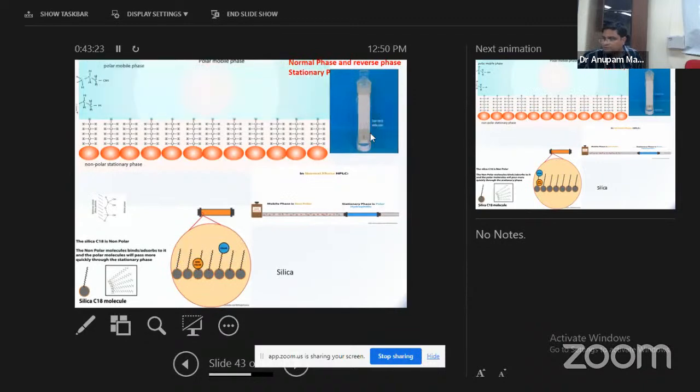This is the graphics image. You can see in the upper band it is a non-polar compound. In the middle you can see the mid-polar compound, and at the bottom you can see the highly polar compound in normal phase TLC.